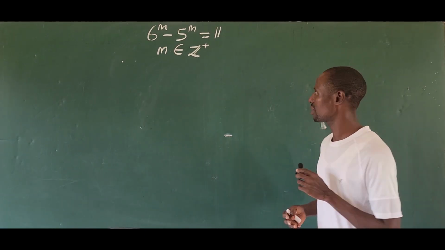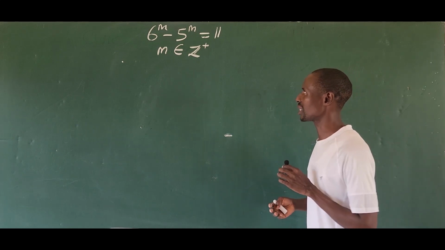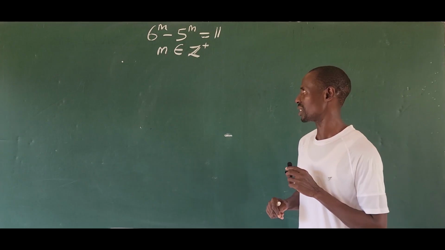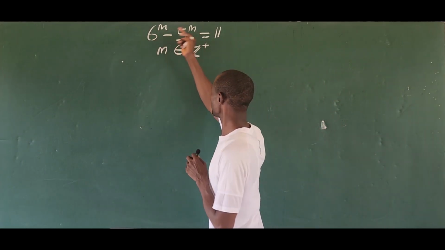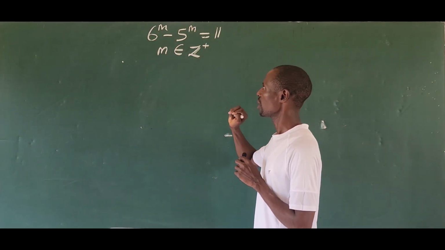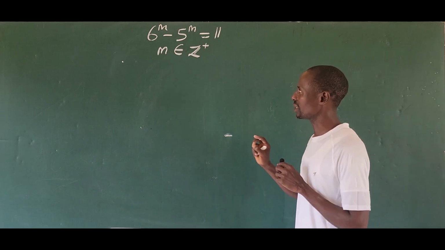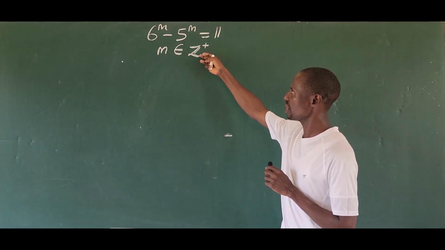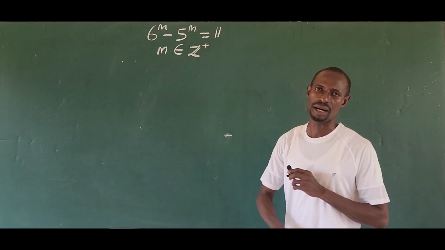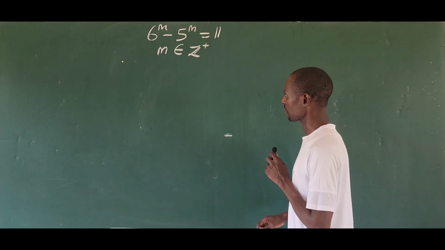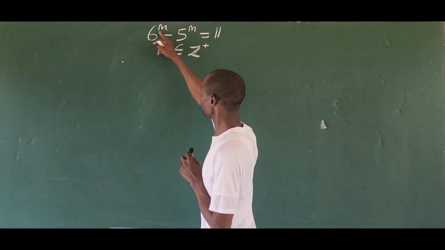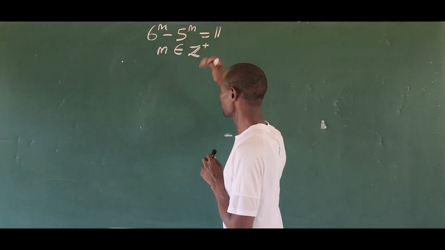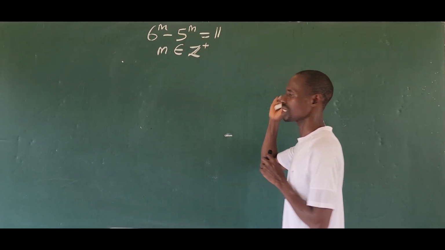Now, if you check out this question, you'll discover that with mere guessing you can get the answer. Because here we have m, here we have m, and so we can decide to take the value of m ranging from 0 to any other number, because here they said m is a set of positive integers. If we put 0 here, that will give us 1 minus 1, which is 0, and that is not 11. And so we increase it to 1.